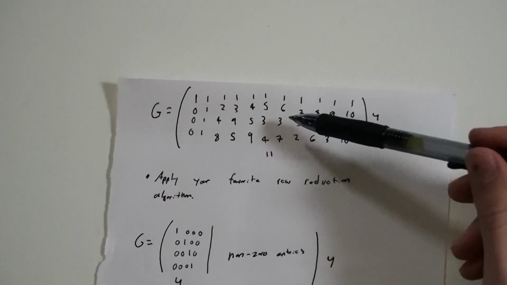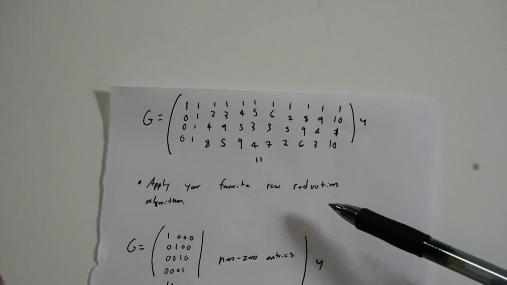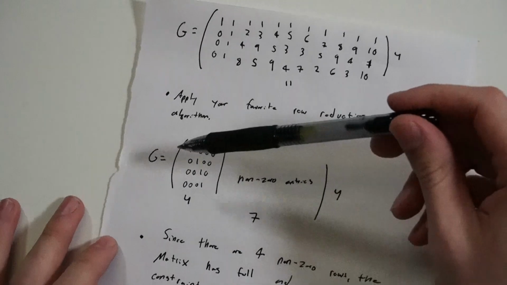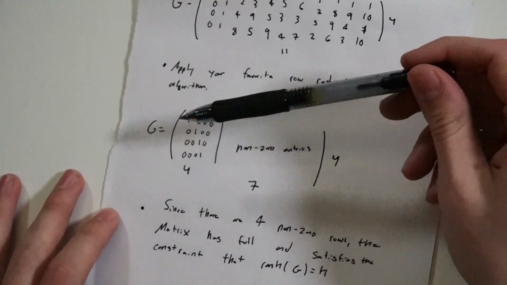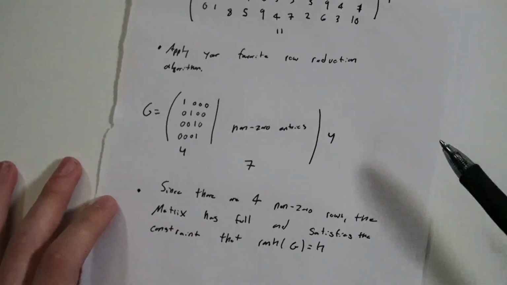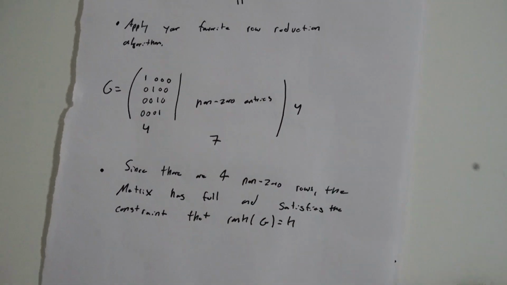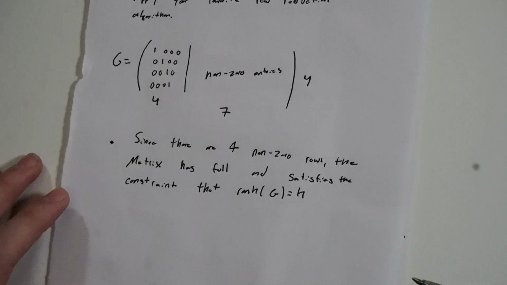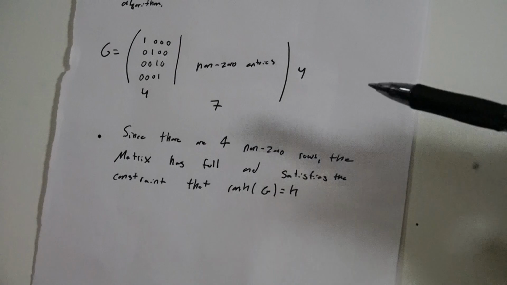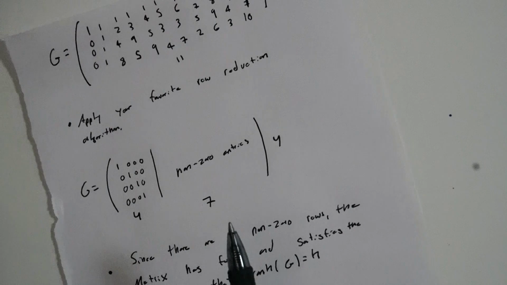So this is our original matrix. You can apply your favorite row reduction algorithm. Gaussian elimination of course works well, and then we get down to the point where we have the identity matrix in the first 4 columns, and then just a bunch of non-zero entries in the last 7 columns. And then obviously, since we have the identity matrix present, the rows can't be entirely 0, and since there are 4 non-zero rows, the matrix has full rank, and it satisfies the constraint that the rank of G is equal to K, which is essentially the constraint for a matrix being full rank.